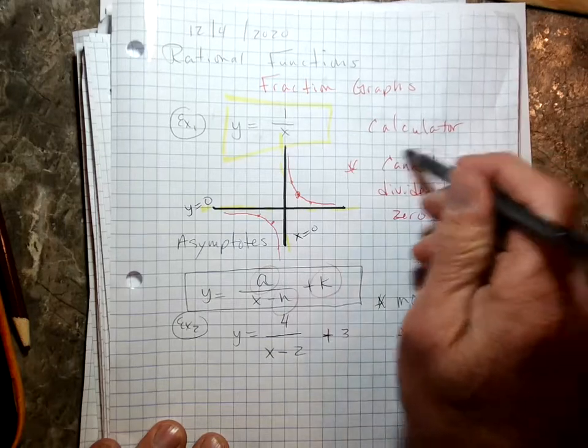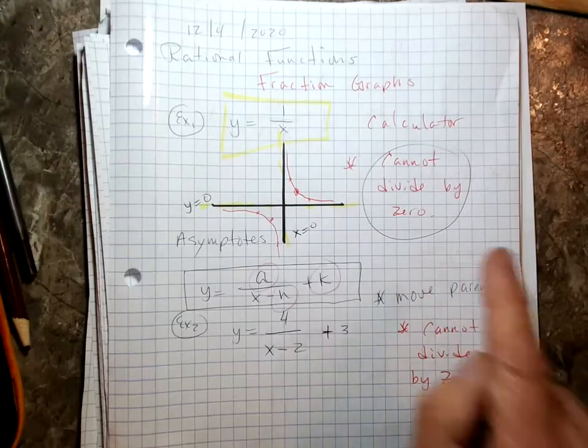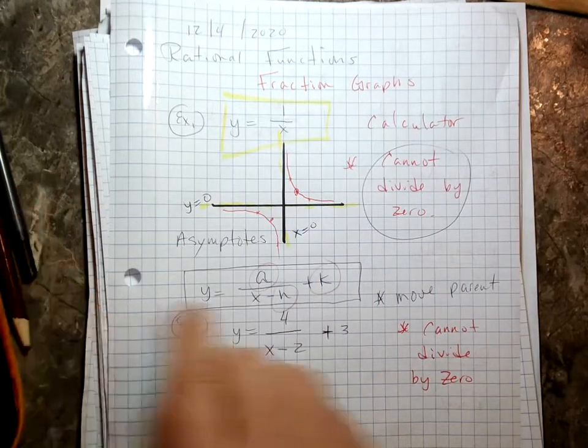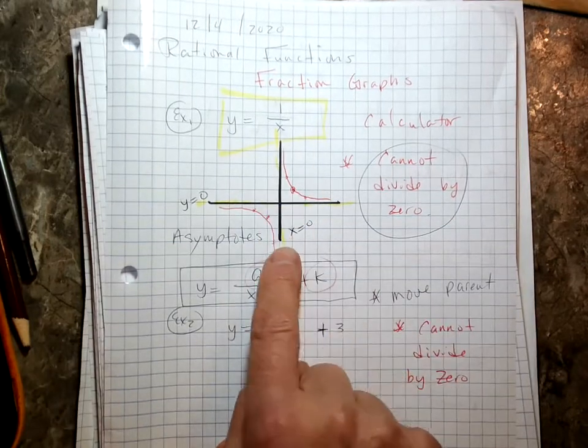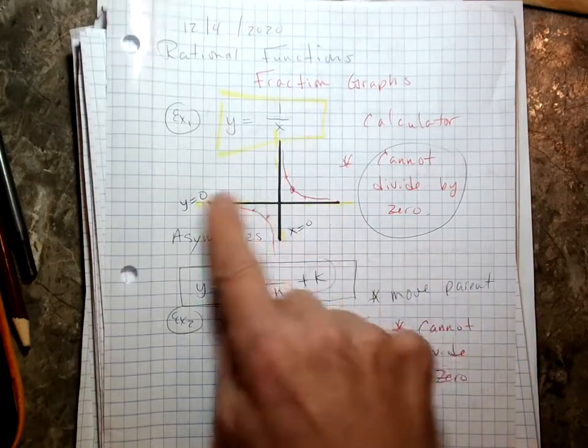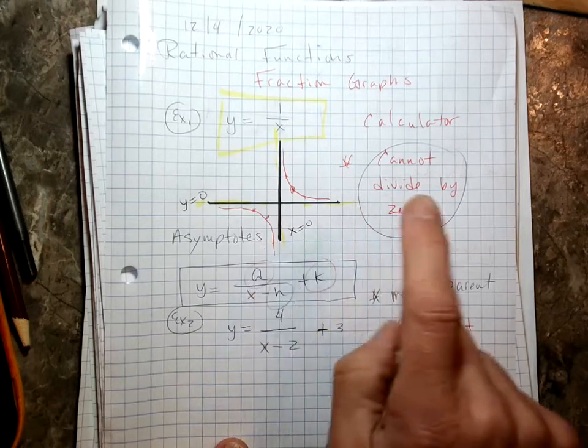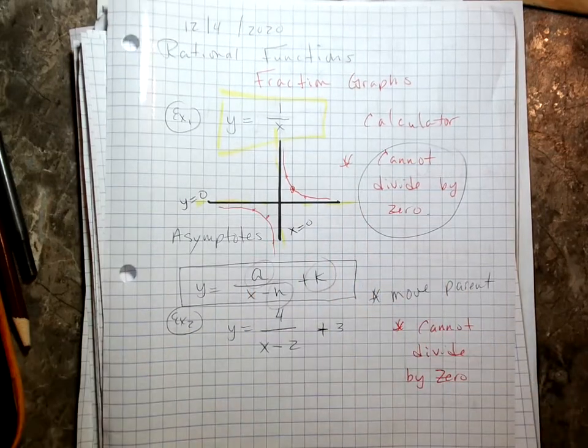Now, here's something you cannot do. You cannot divide by 0. In fact, if you look at the graph itself, x does not equal 0. It heads off to infinity in both directions, positive, negative infinity. Cannot divide by 0. So I like to do this little trick. It's kind of fun. So watch.